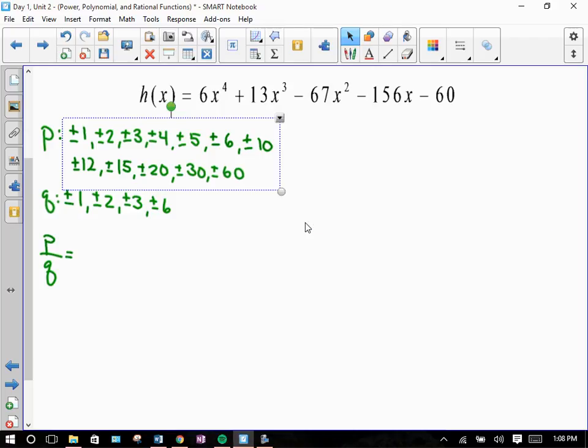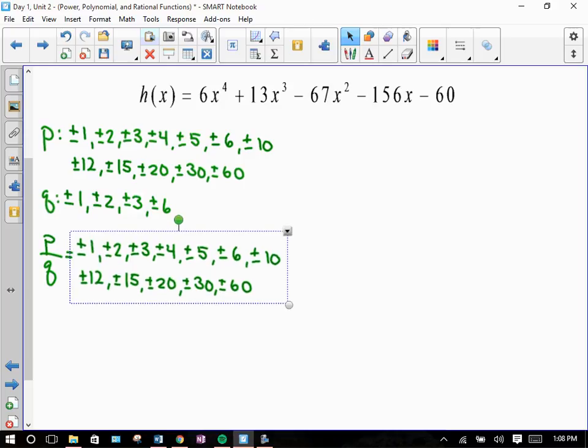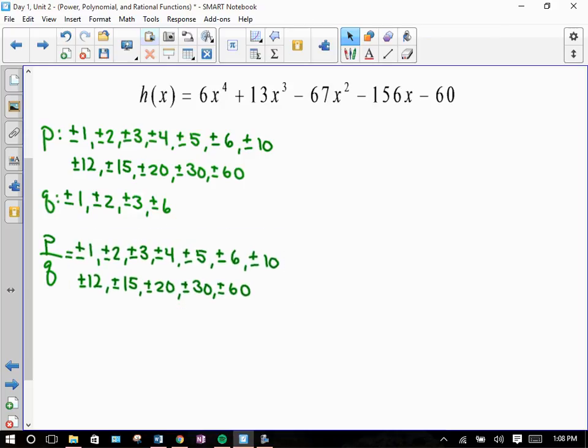Alright, I'm going to cheat. Number 1 and 2, just copy and paste. Right, that's all of those. Then what we have to do now is take each of these and divide it by 2. 1 divided by 2 is plus or minus 1 half. 2 divided by 2 is 1. 3 divided by 2 is plus or minus 3 halves. 4 divided by 2 is 2. 5 divided by 2 is plus or minus 5 halves.